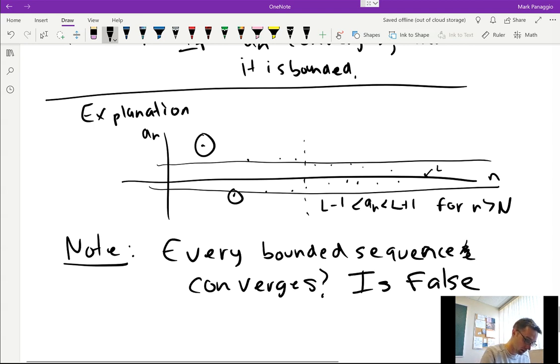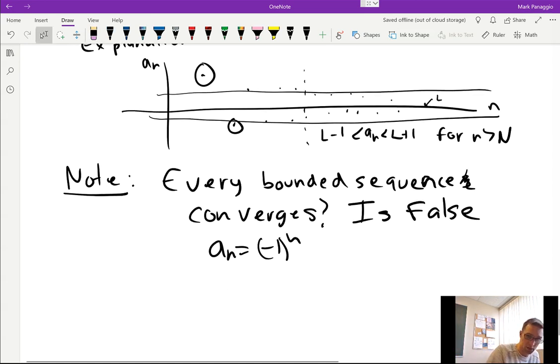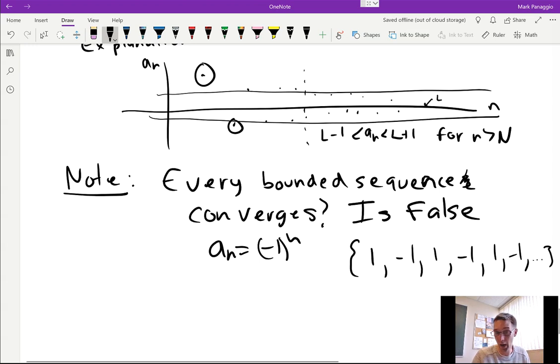An example of that would be the sequence a_n equals (-1)^n. Remember that the terms in this one, which we wrote down earlier, were just 1, -1, 1, -1, 1, -1, and so on. Well, this is a sequence that is bounded, right? The largest the terms ever get is 1, and the smallest they ever get is -1. So certainly there is an upper bound of 1 and a lower bound of -1.